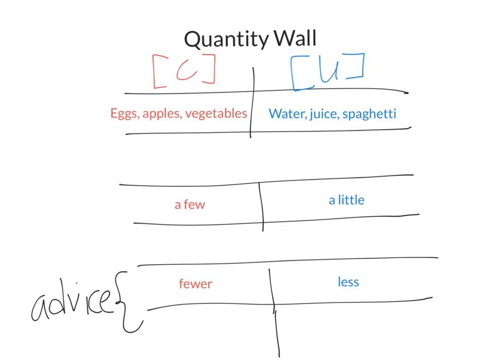If we want to talk about a large proportion, for both of them we use a lot of. And when we give advice for having a large proportion, we say more for both of them.